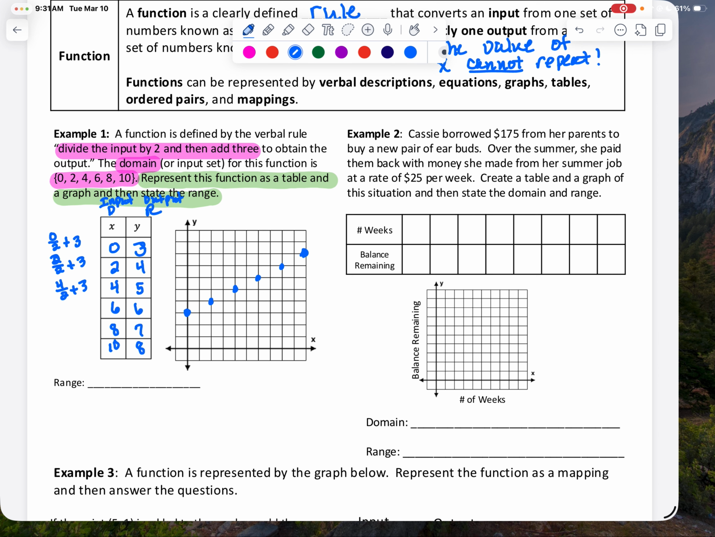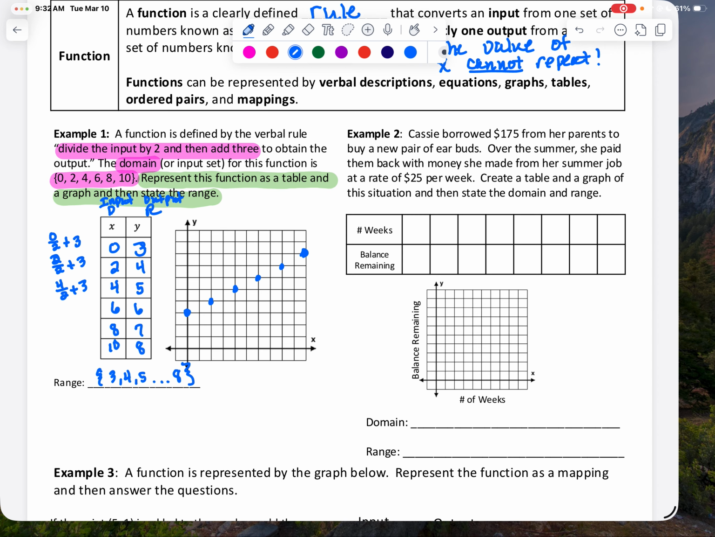Now, for the range, you're going to simply list your output numbers, which were 3, 4, 5, and we've got a pattern going here, dot, dot, dot, till you get to 8. Okay, so that represents 3, 4, 5, 6, 7, and 8 is our range.